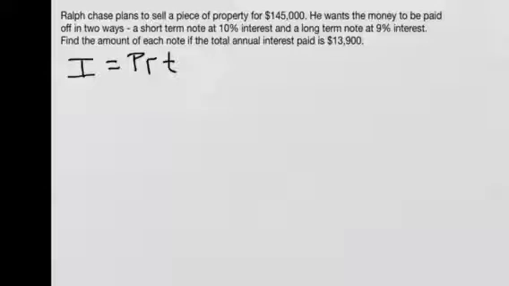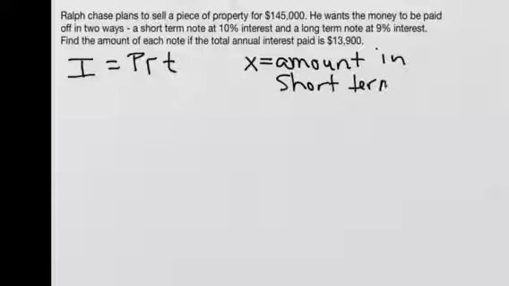So he wants it paid in two ways. Some of the money is going to go in a short-term note. For that amount of money, we're going to call that X. So X is going to equal the amount in the short-term note, and that's for a 10% interest. And then there was a long-term note that was 9% interest.